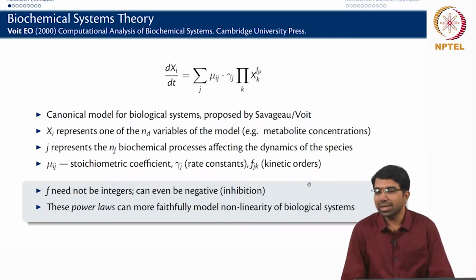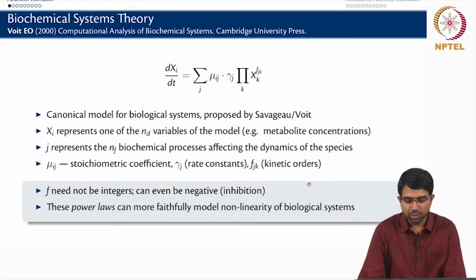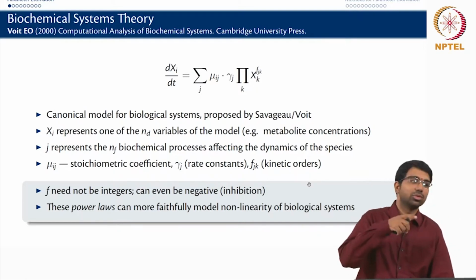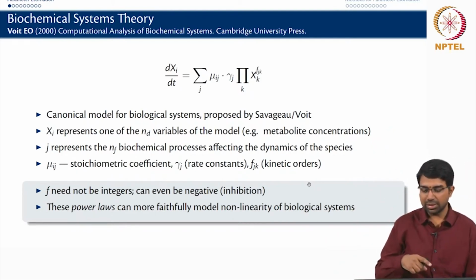And in reality you will not find that something is purely a second order reaction, it will be like a 1.8 order reaction and things like that. So, those are the kind of exponents that you will end up having in these systems, and these power laws can also faithfully model the non-linearity of biological systems. They also usually give you saturating responses, they do not give you unbounded responses, they end up giving saturation responses and so on.